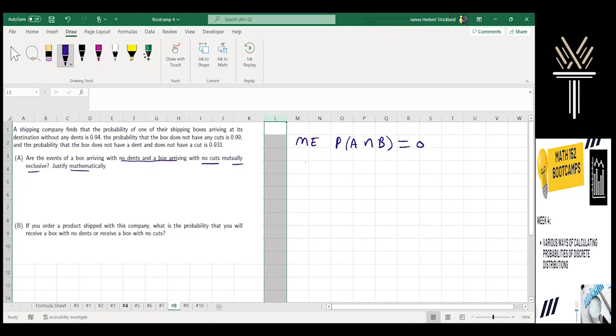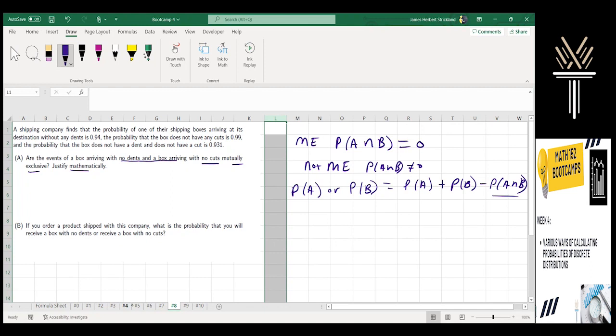And we know if it's not mutually exclusive, then the probability of A or the probability of B will equal the probability of A plus the probability of B minus the probability of A and B, because this amount is not 0. So when it's not mutually exclusive, that means the probability of A and B is not 0.